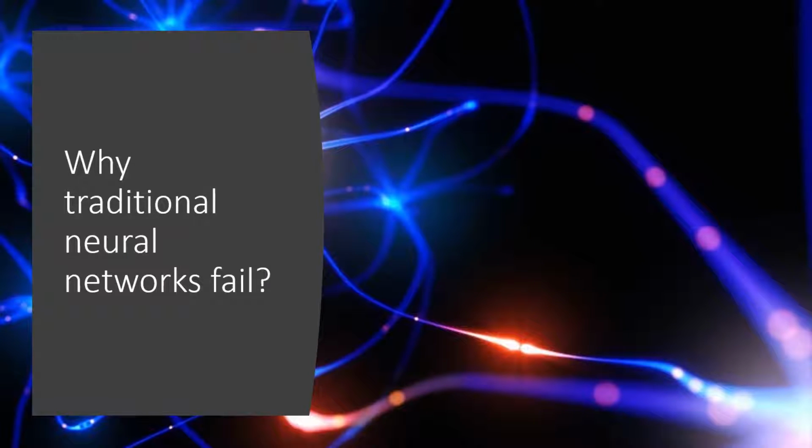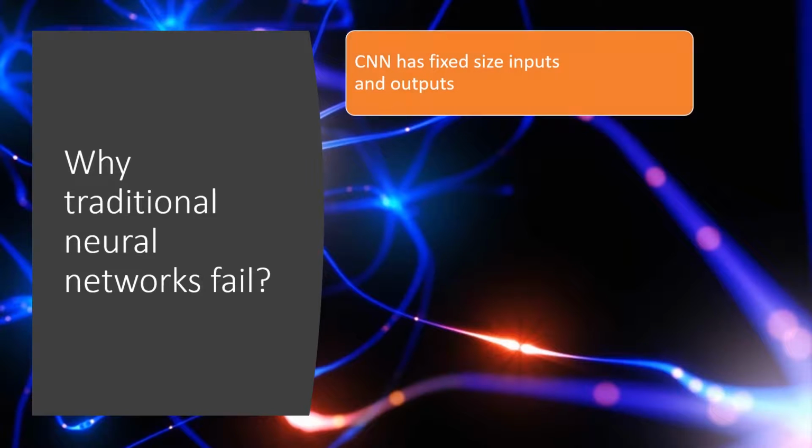Why do traditional neural networks fail? CNN has fixed size inputs and outputs. In the case of sequential data, the inputs and outputs can be of different lengths. For example, in sentiment analysis, we map the input sentences to one number describing the sentiment of the text.